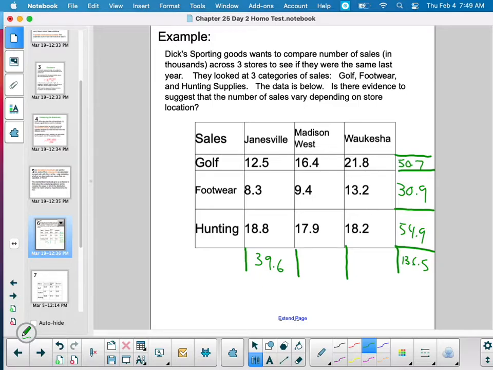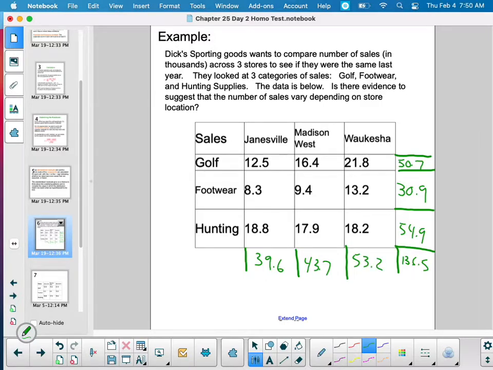That didn't work. Helps if I push the right button. 16.4 plus 9.4 plus 17.9 is 43.7. And let's see now, that's 34, 35, 53.2.